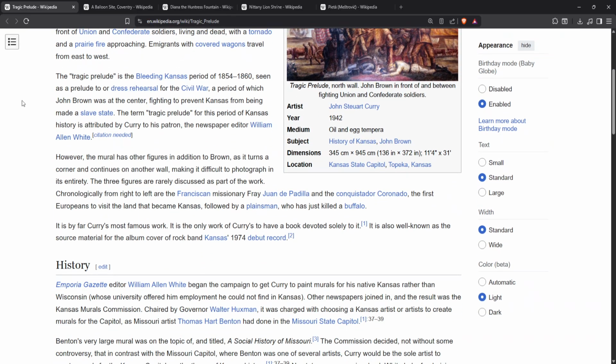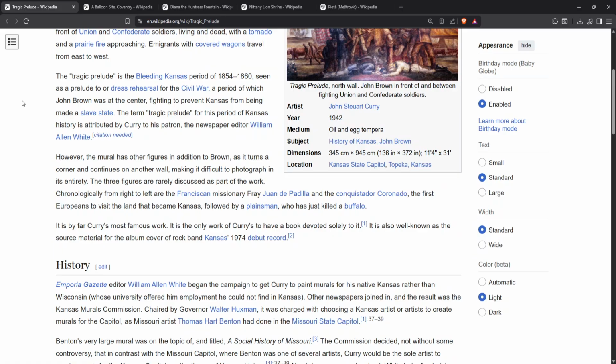However, the mural has other figures in addition to Brown, as it turns a corner and continues on another wall, making it difficult to photograph in its entirety. The three figures are rarely discussed as part of the work. Chronologically, from right to left, are the Franciscan missionary Fray Juan de Padilla and conquistador Coronado, the first Europeans to visit the land that became Kansas, followed by a plainsman who has just killed a buffalo.